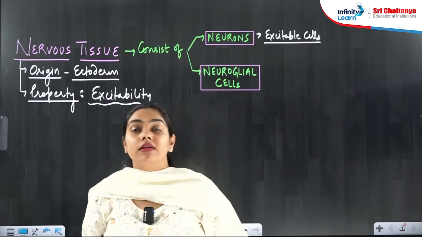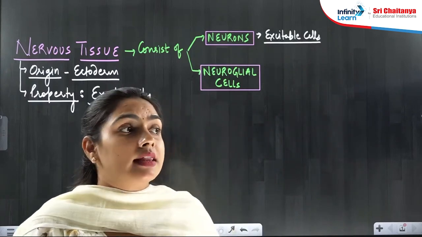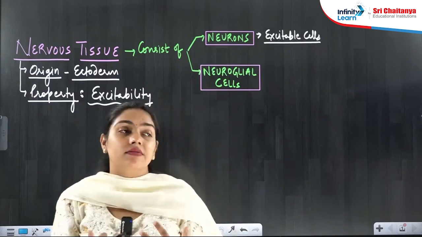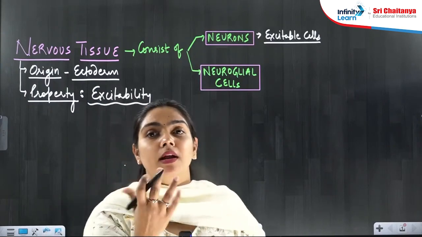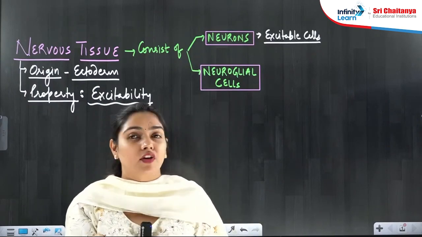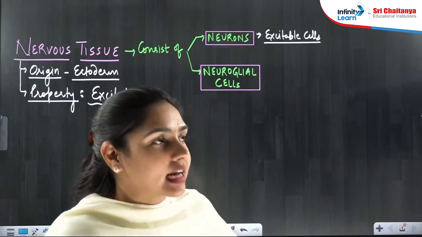Excitable cells means they will receive the stimulus. They are always ready to receive the stimulus. They are excited, just like you people. You people are always excited. Yes, for the class, you people are excited.